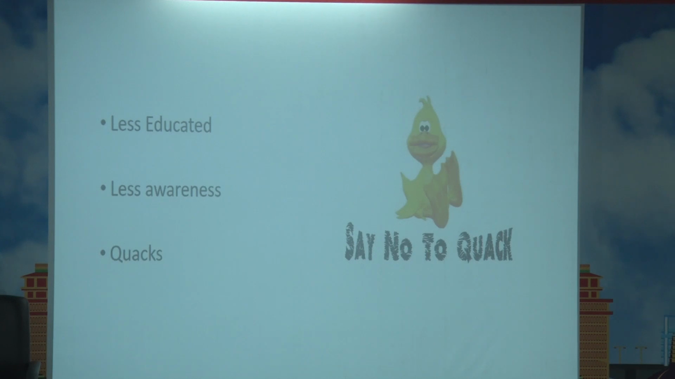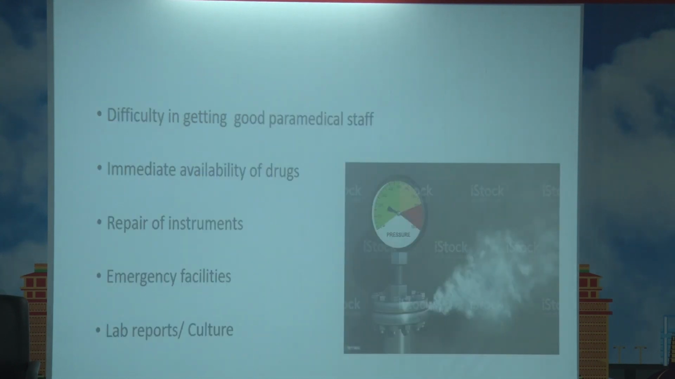Again, there is a lot of quack practice in smaller cities. The patients are less educated. There is less awareness among the patients, and they tend to present very late in their condition. So again, in terms of practice, there is difficulty in getting good paramedical staff. A good optometrist is very difficult to get.